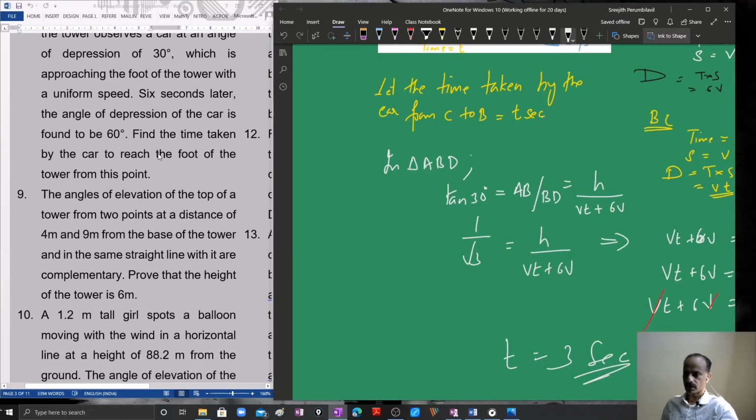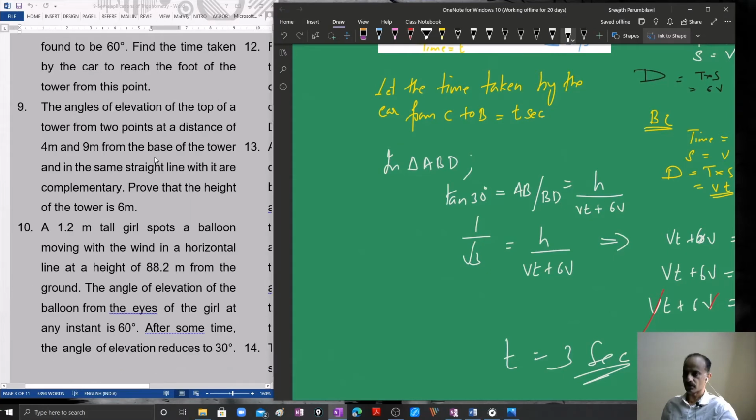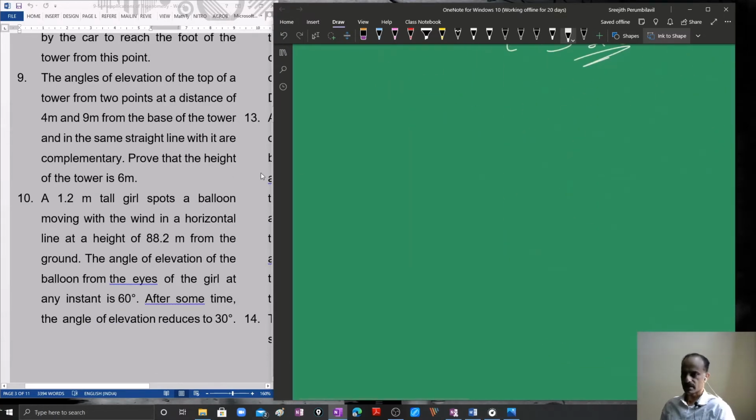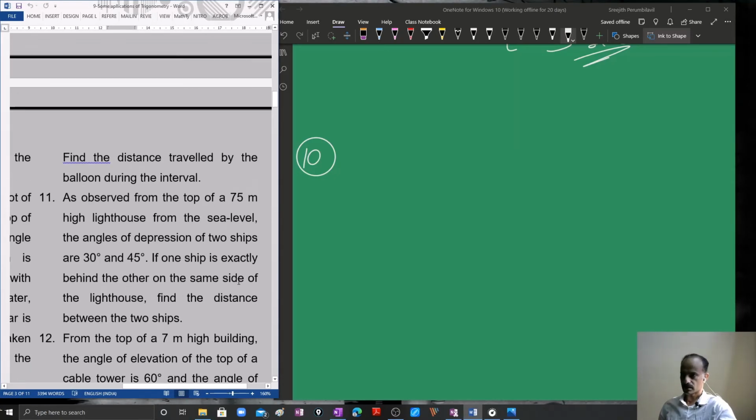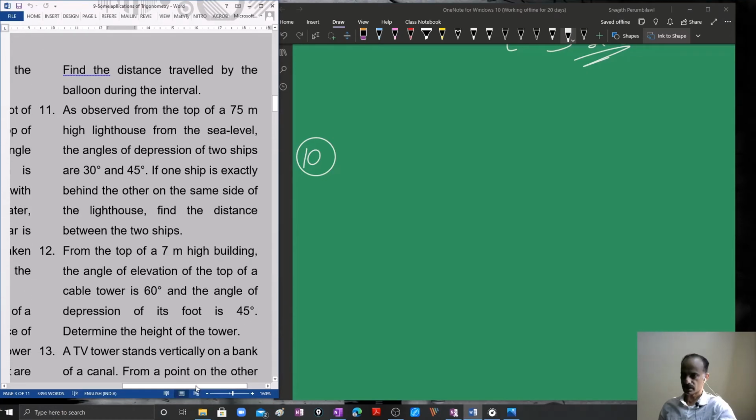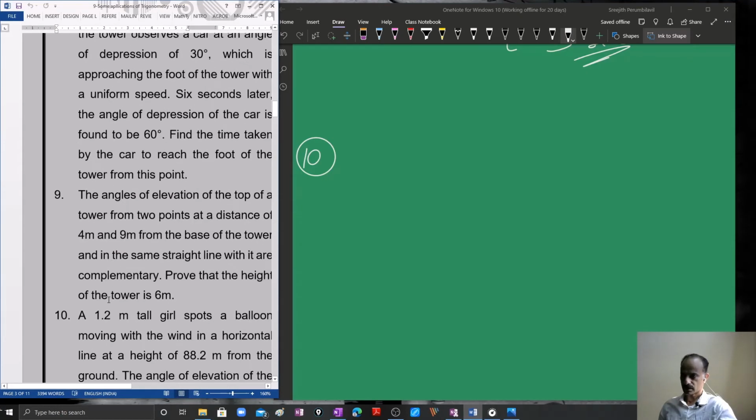Question number 9, the angle of elevation of the top. We'll go for question number 10. A 1.2 meter tall girl spots a balloon moving with the wind in a horizontal line at a height of 88.2 meters from the ground. The angle of elevation of the balloon from the eye of the girl is at an instant 60 degrees. After some time, the angle of elevation reduces to 30 degrees. Find the distance traveled by the balloon during the interval. We will take this question to the other side.